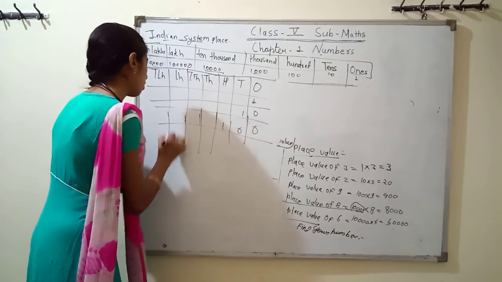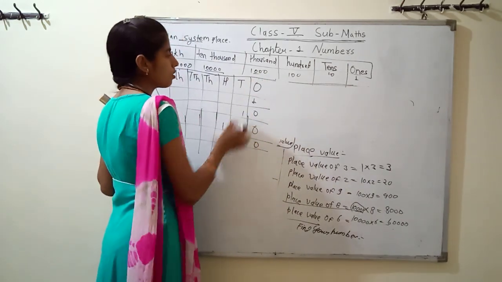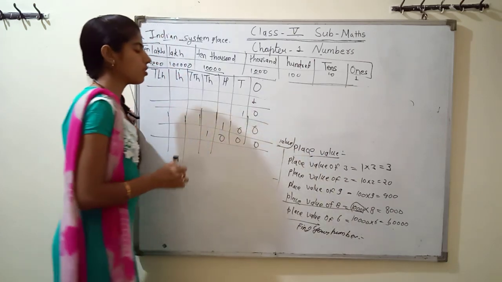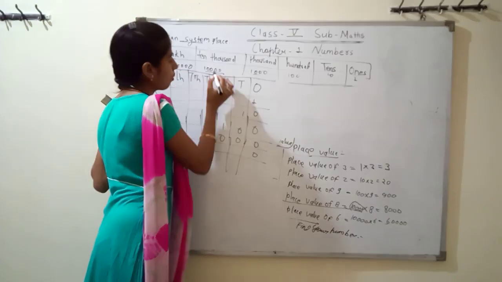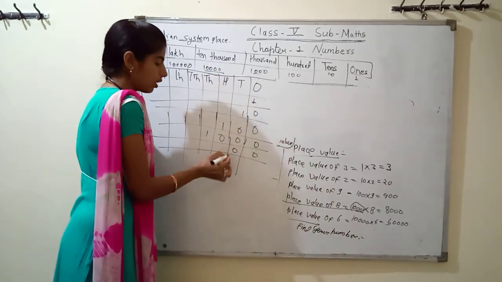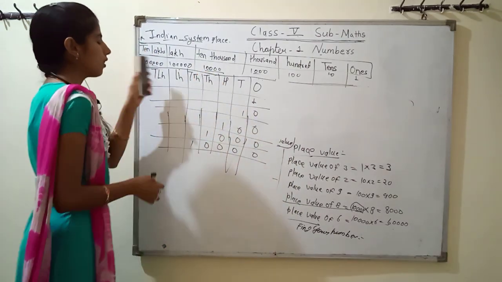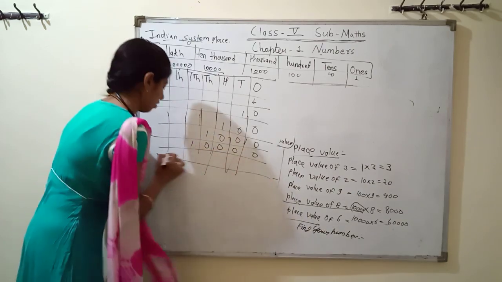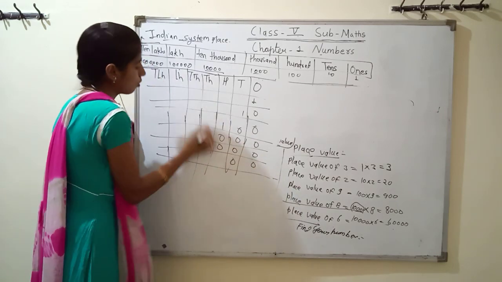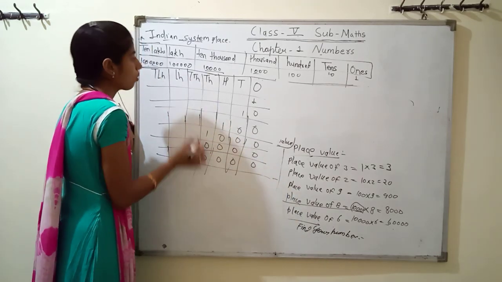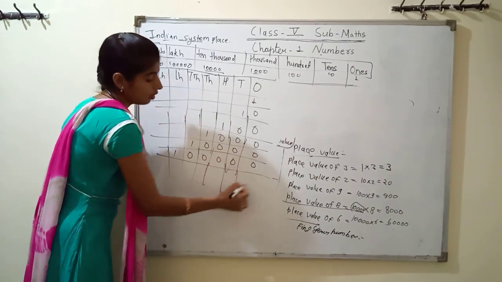Next is your 1000 value. For 1000, the ones value is 0, tens value is also 0, 100 value is 0 and 1000 value is 1. Then next 10,000: ones value is 0, tens value is 0, 100 value is 0, 1000 value is also 0, and 10,000 value is 1. Then next lakh. In lakh, the ones value is 0, tens value 0, 100 value 0, 1000 value 0, 10,000 value 0, and lakh value is 1. Then next is 10 lakh.